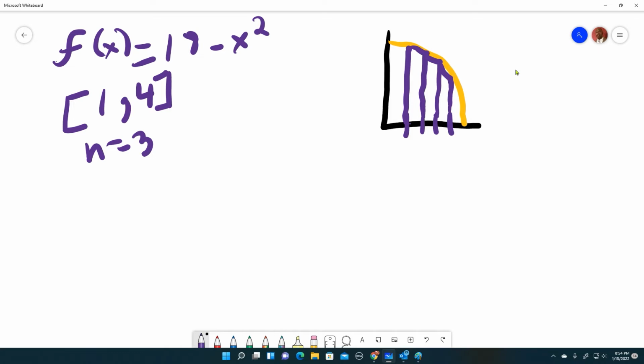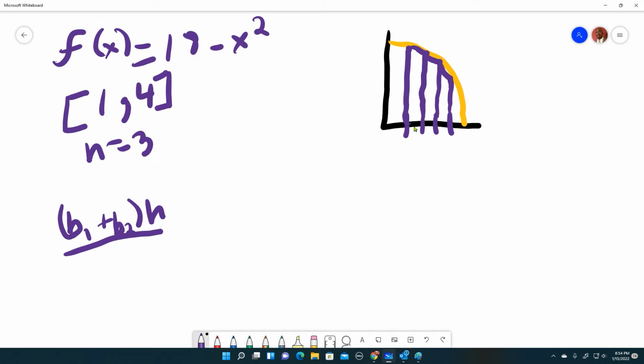Now, understand what we have. We have 3 trapezoids. Now, this distance here, again, this distance is delta x. But for the trapezoidal rule, for these trapezoids, that distance isn't the width of the trapezoid. That distance is actually the height of each trapezoid. And just to remind you, the formula for the area of a trapezoid, I'm going to write it down here. The area of a trapezoid is B1 plus B2 times the height divided by 2.